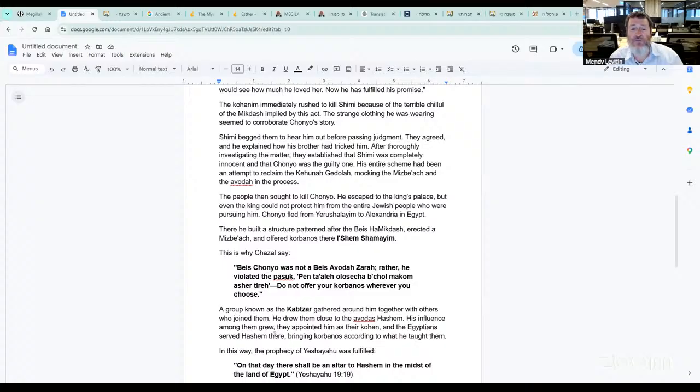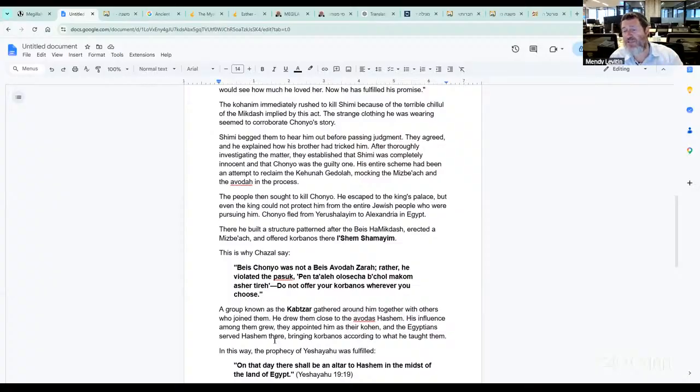His influence among them grew. They appointed him as their Kohen, and the Egyptians served Hashem there. So seemingly the Rambam agrees with Tosfos. So I guess either the question is if the Rambam holds that even building a house for Gentiles is prohibited outside of Jerusalem, or if he was doing it both. He was serving for God and for the Gentiles.